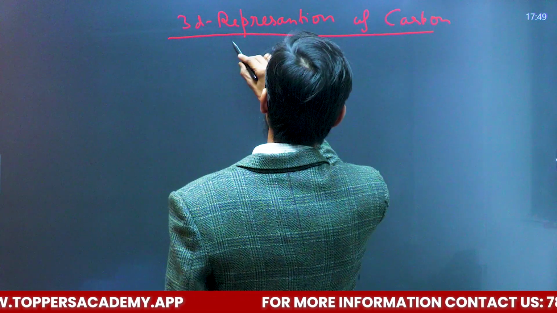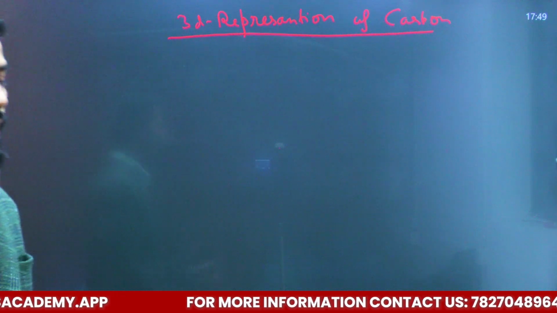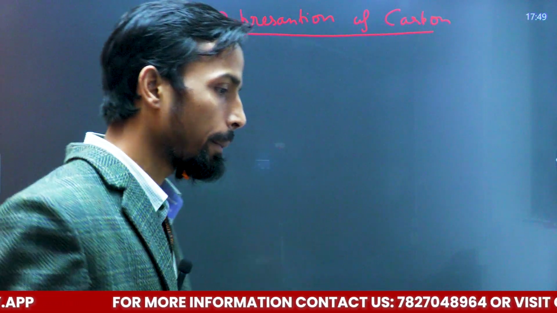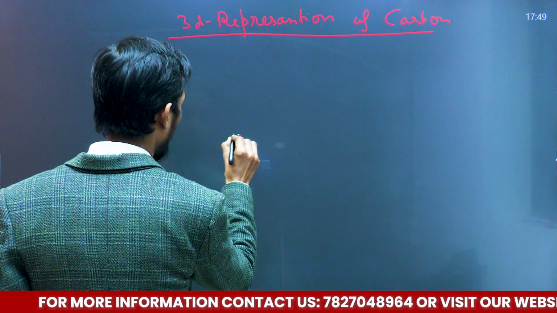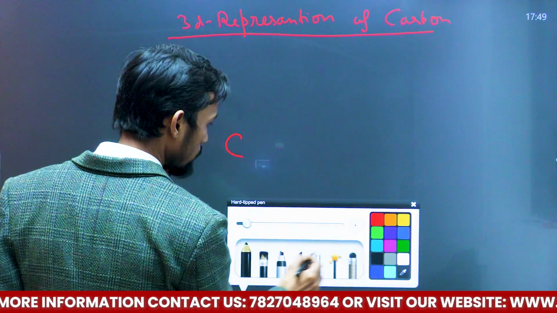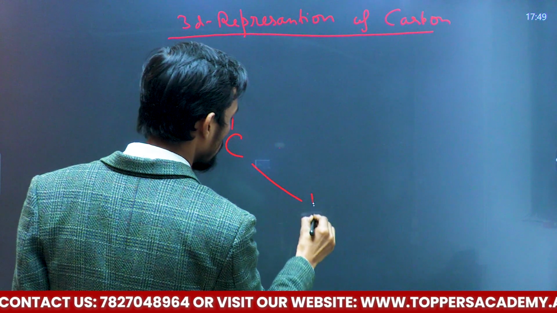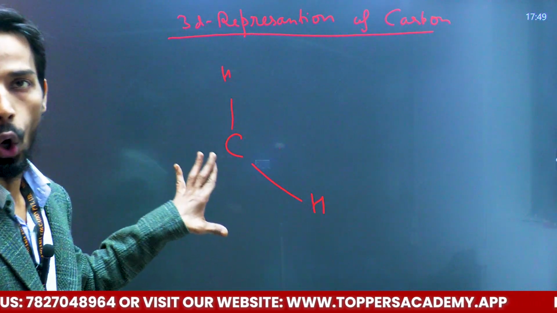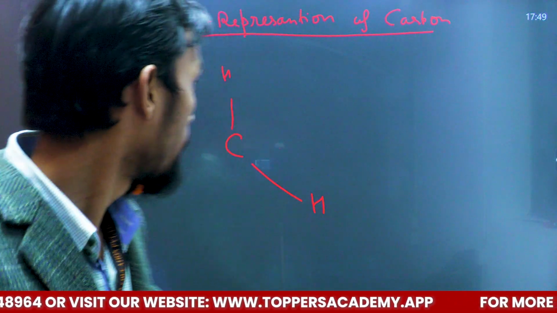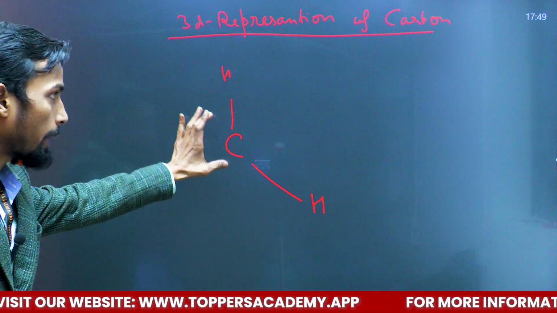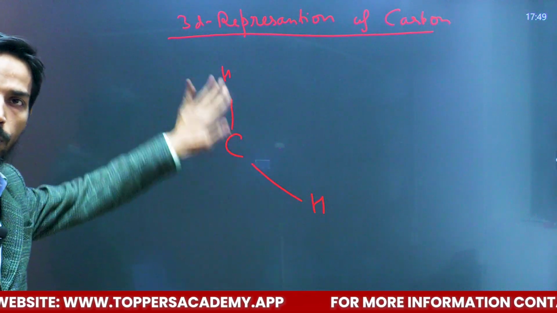Carbon compounds are not planar. Generally they are in 3D, which means tetrahedral. So if this is the carbon, and these two bonds like hydrogen and hydrogen. If these two are on the plane, which means on this board, this is carbon, this hydrogen, these three bonds are on this board only.